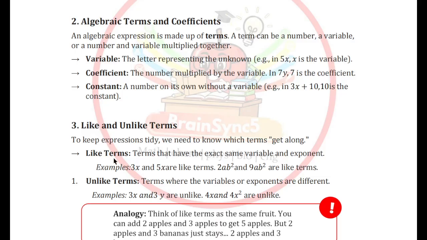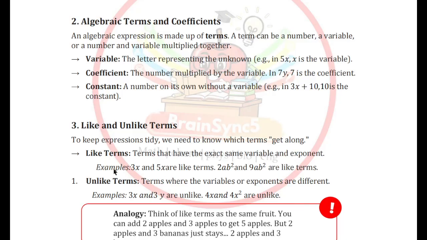To keep an expression tidy, we need to know which terms get along. Anyway, these are information that you are going to read alone, so let me just go straight to the point. Like terms are terms that have the exact same variables and exponents. If you don't know about exponents, I made a video about that. I will share it somewhere here. But anyway, exponents just mean powers.